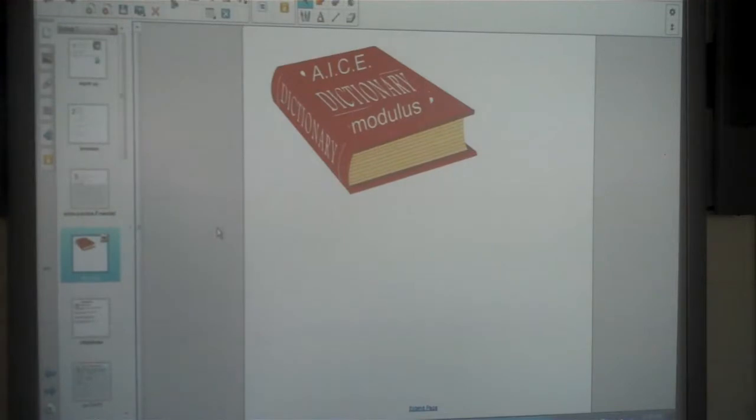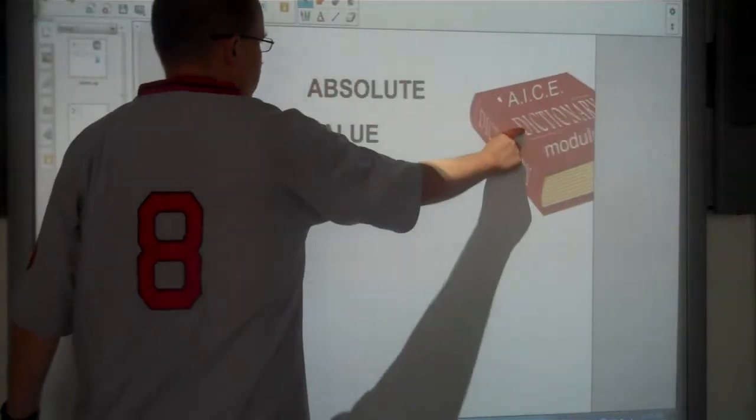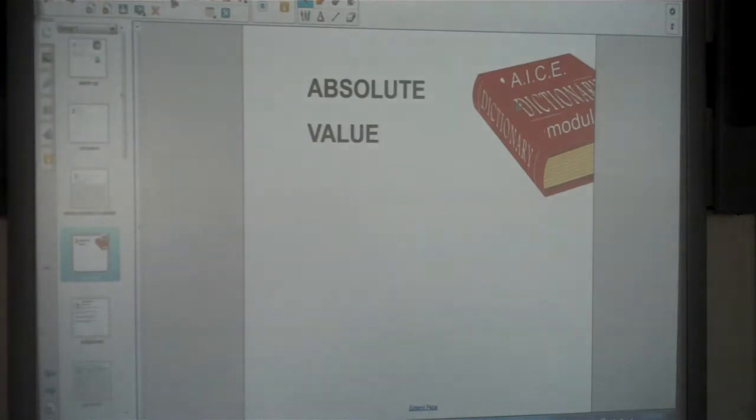So this is the second chapter from AICE, and it's about the modulus function. Now, modulus is an AICE word, so this is actually something you've seen before in Algebra 2. It's actually absolute value, so just make sure you're aware of that word.